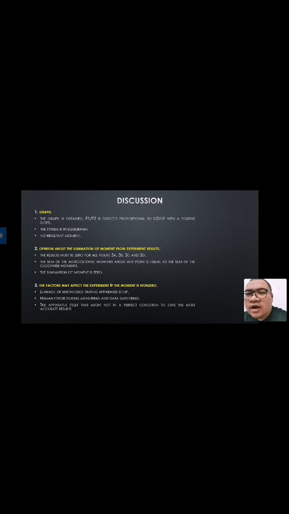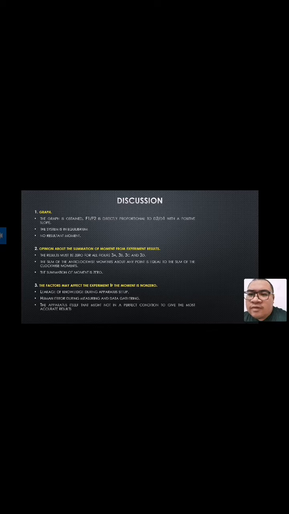So the graph obtained is F1 over F2 proportional to D2 over D1 with a positive slope. The system is in equilibrium, no resultant moment. Second is the opinion about the summation of moments from experiment results. The result must be 0 for all figures 3a, 3b, 3c, and 3d.